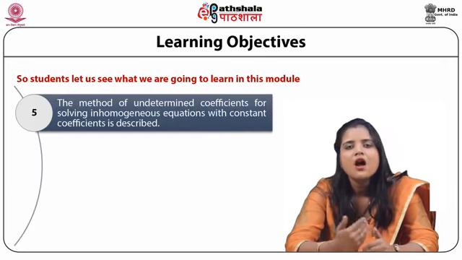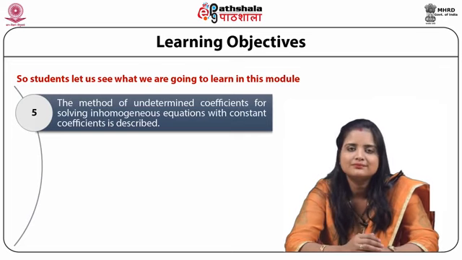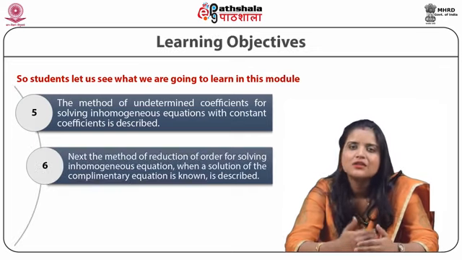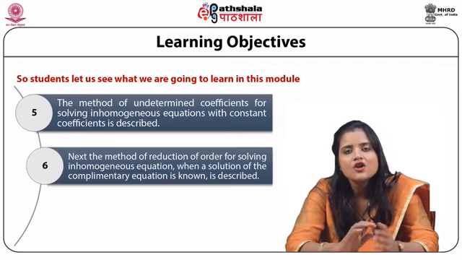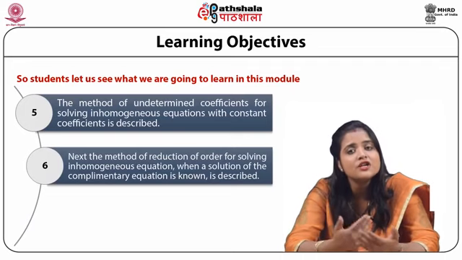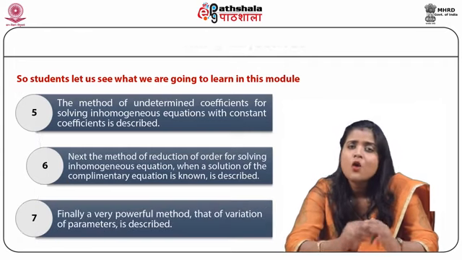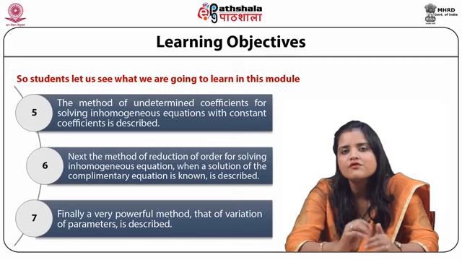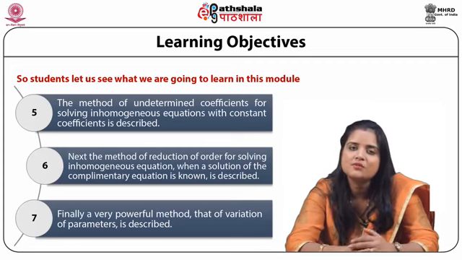The method of undetermined coefficients for solving inhomogeneous equations with constant coefficients is described. Next, the method of reduction of order for solving an inhomogeneous equation where a solution of the complementary equation is known is described. Finally, a very powerful method, that of variation of parameters, is described.